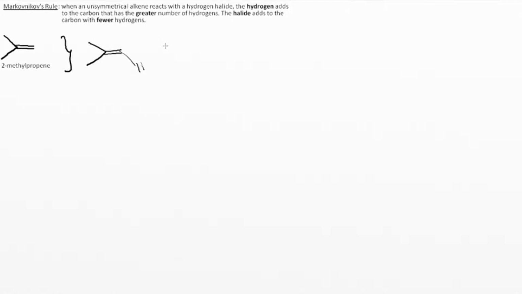But that's just a really drawn out way of explaining that. But in case you were wondering. So anyway, we know that this 2-methylpropene has 2 hydrogens here on this side.